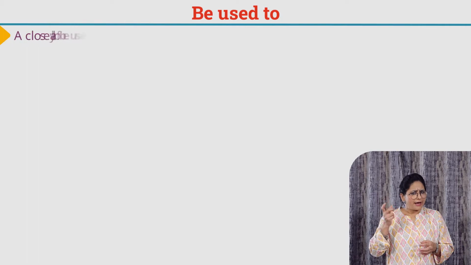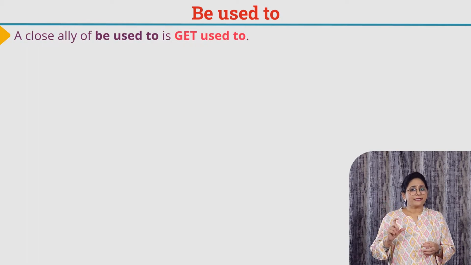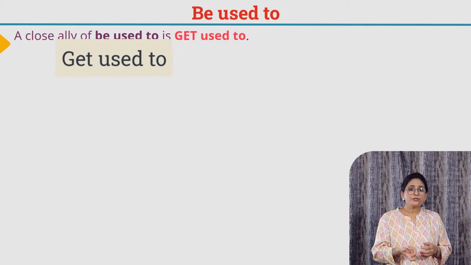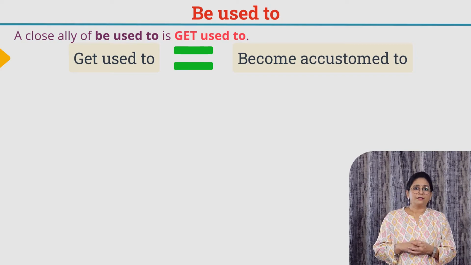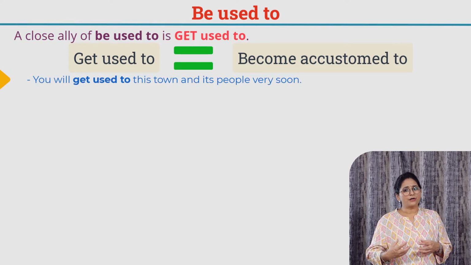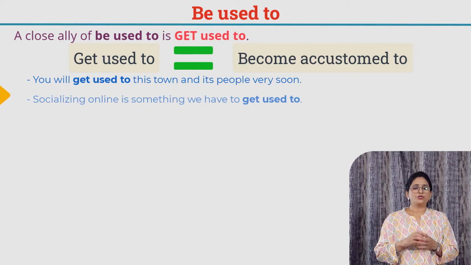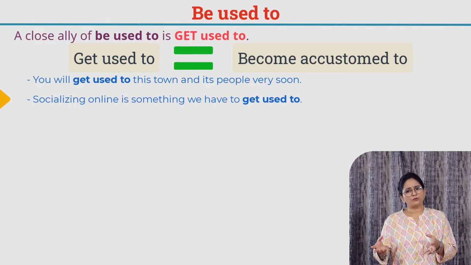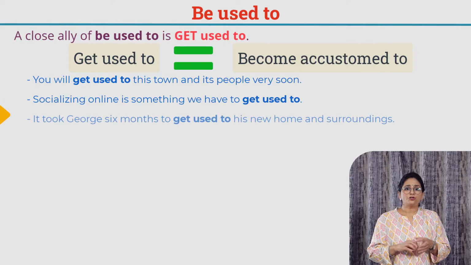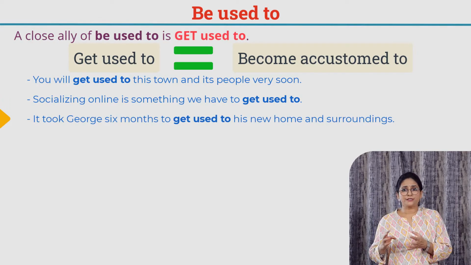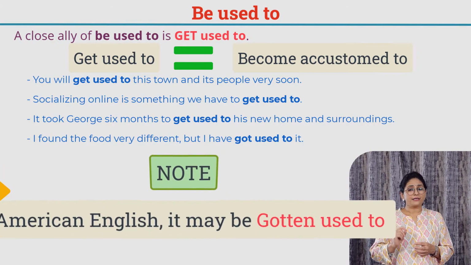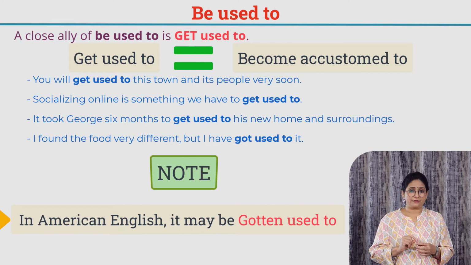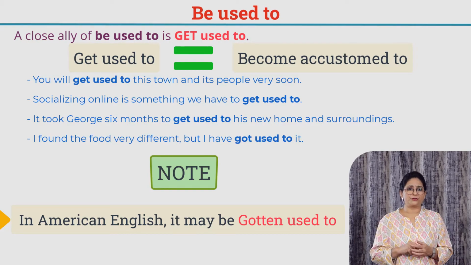A close ally of be used to is get used to. Get used to means become accustomed to. Examples are, you will get used to this town and its people very soon. Socializing online is something we have to get used to. It took George 6 months to get used to his new home and surroundings. I found the food very different, but I have got used to it. Note, in American English, you may come across gotten used to in place of get used to.